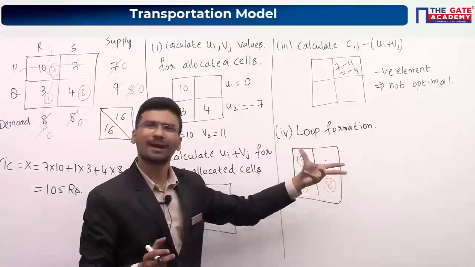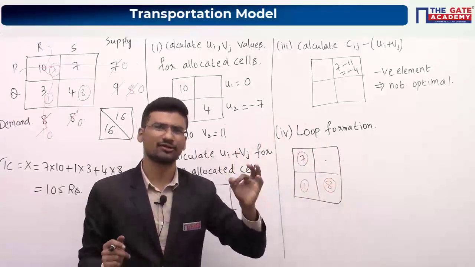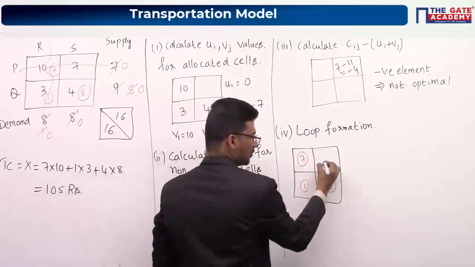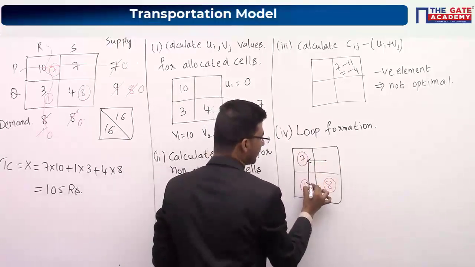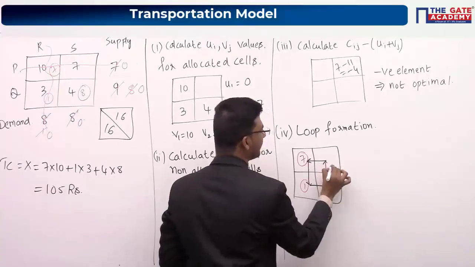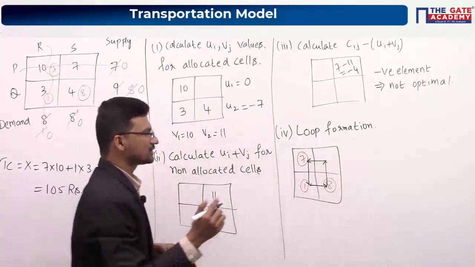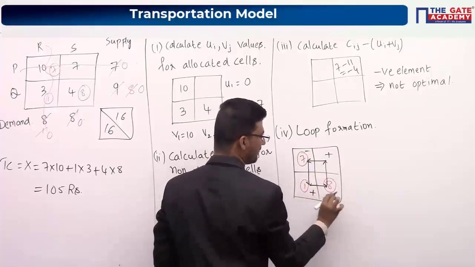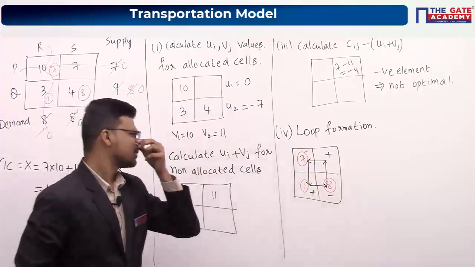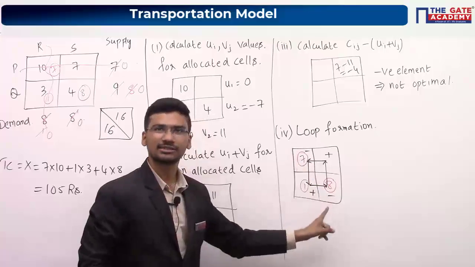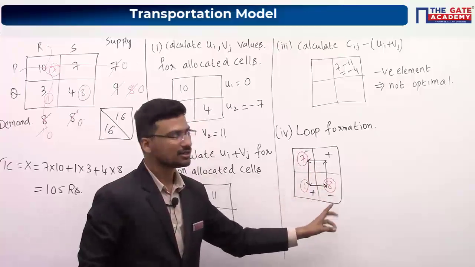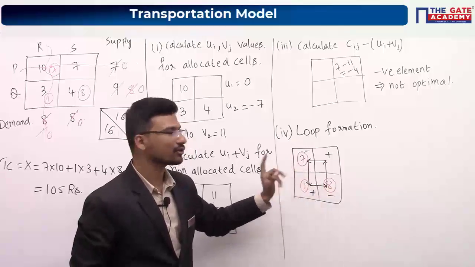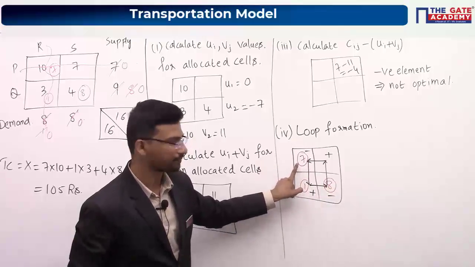Maybe clockwise loop, anti-clockwise loop, that doesn't matter. You will get the same answer. Don't worry about that direction. Very simply we can form it because it is just a 2 by 2 matrix. Alternately plus, minus, plus, minus. Now among these negative cells, what is the minimum allocation? This is the minimum allocation, 7.